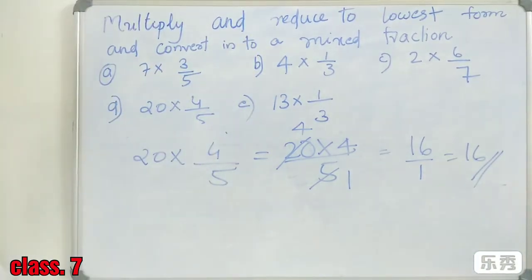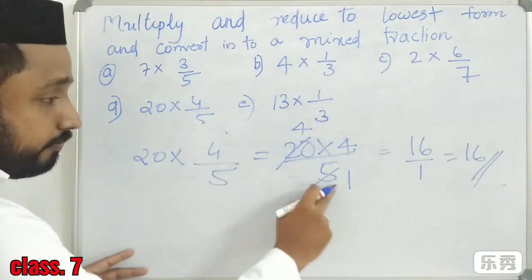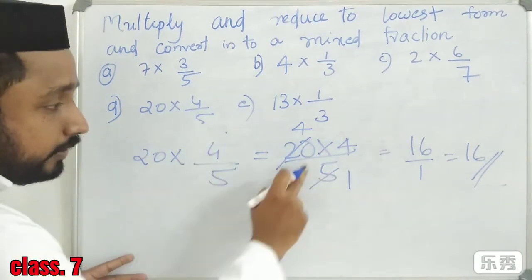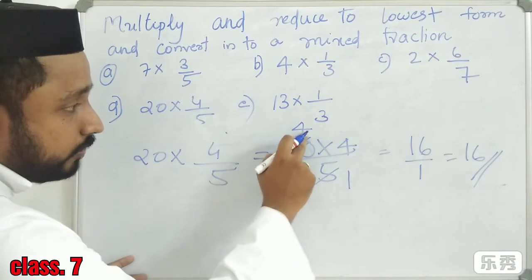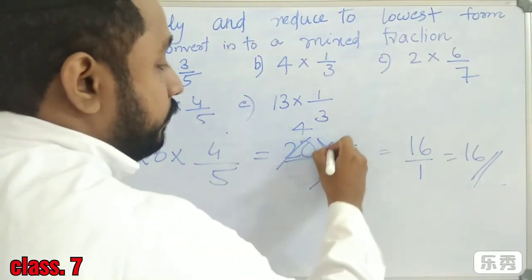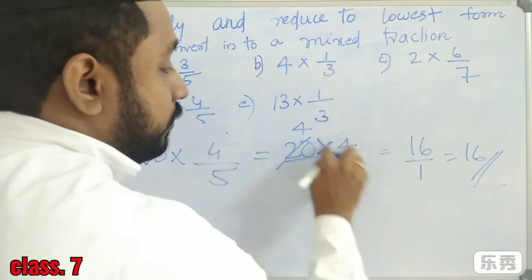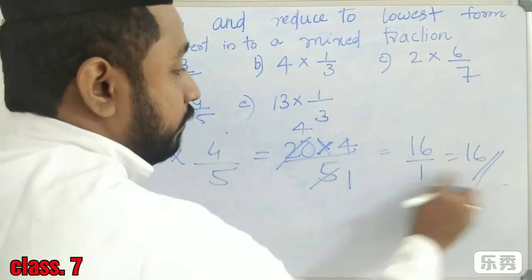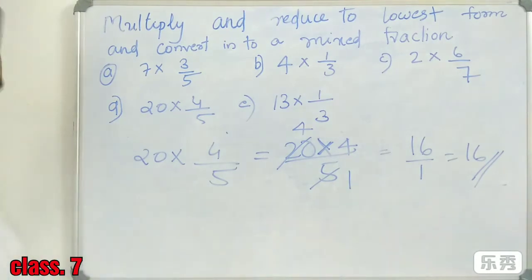So 20 into 4 by 5: we can cut with the 5, so here 4 times. Write 4, then 1. So 4 into 4, 16 by 1, and the answer is 16.